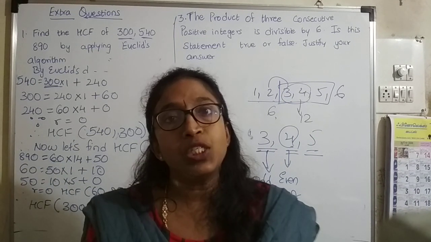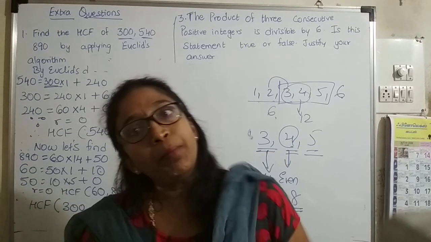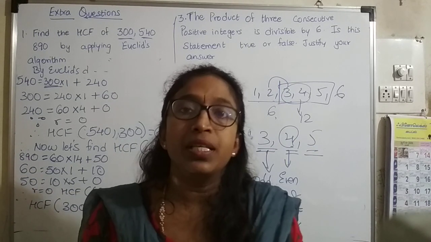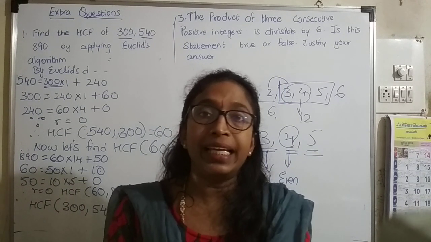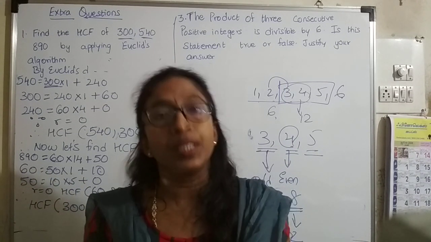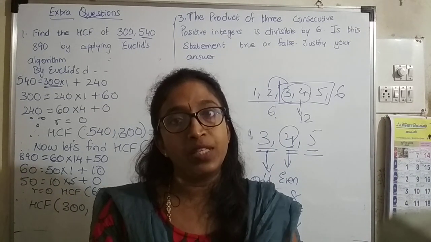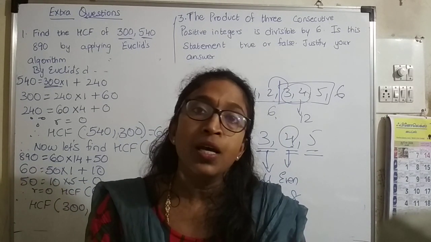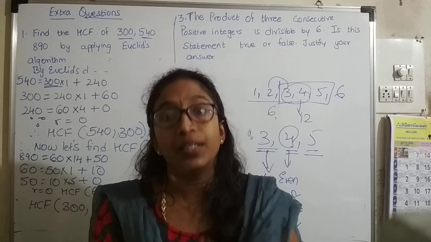Why? Because the test of divisibility of 6 says if a number is divisible by 2 and if the number is divisible by 3, then the number is divisible by 6. So here we are using the test of divisibility and getting the answer for 1 mark. You just have to write true, because out of 3 numbers, one will be divisible by 2 and one number will be divisible by 3. Therefore, the product of these numbers will also be divisible by 6. I hope this is understood to you.